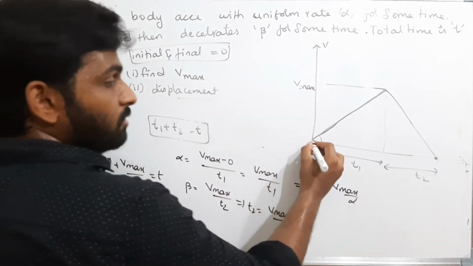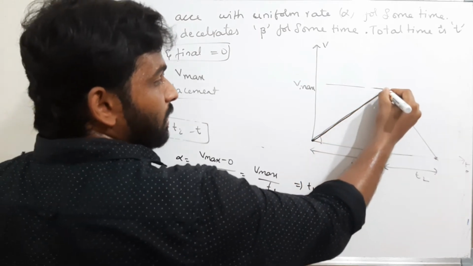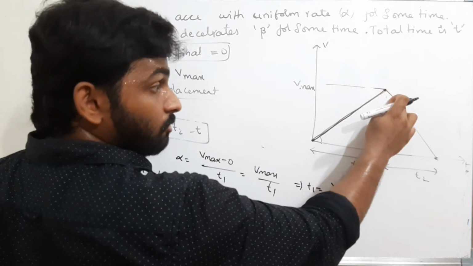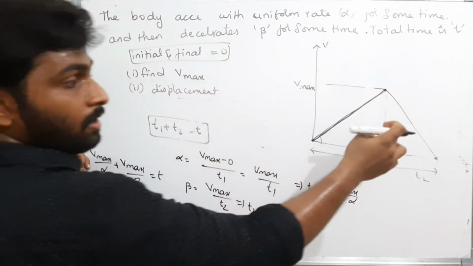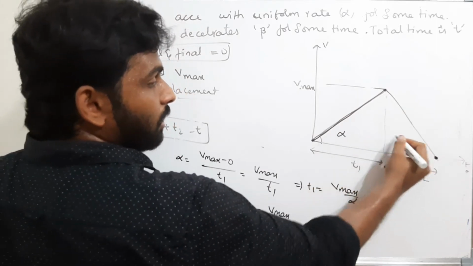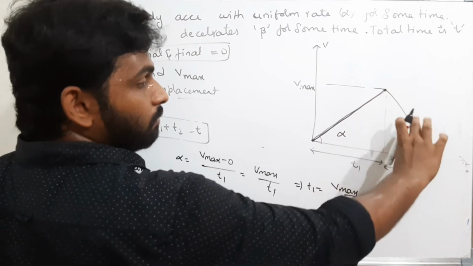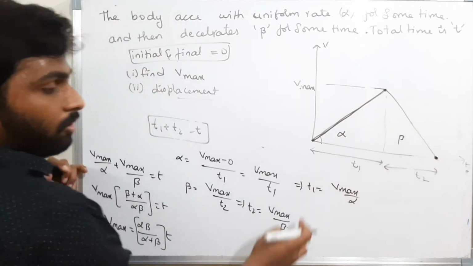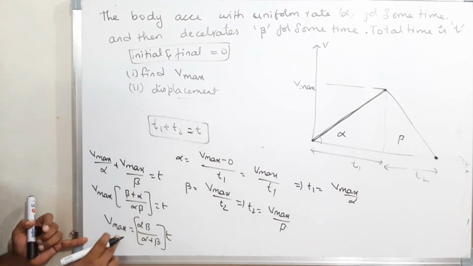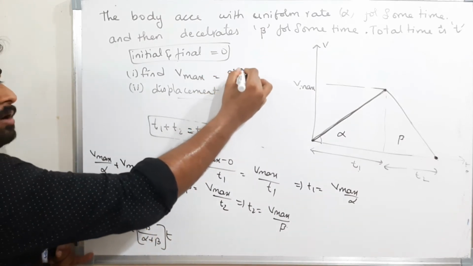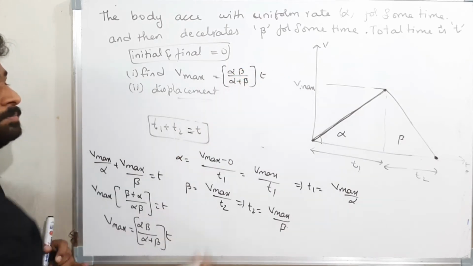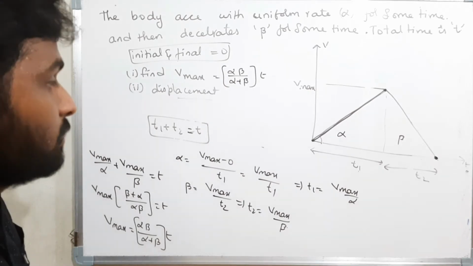See here, the body initially starts from rest, and finally achieves the maximum velocity in time t1. After achieving the maximum velocity, the body decelerates with uniform retardation, and finally the velocity becomes 0. Here alpha, here beta. Alpha is equal to Vmax by t1 and beta is equal to Vmax by t2. I got t1 and t2, kept them in this equation and got Vmax. Vmax is alpha beta by alpha plus beta into time. Okay, well and good, I got Vmax.